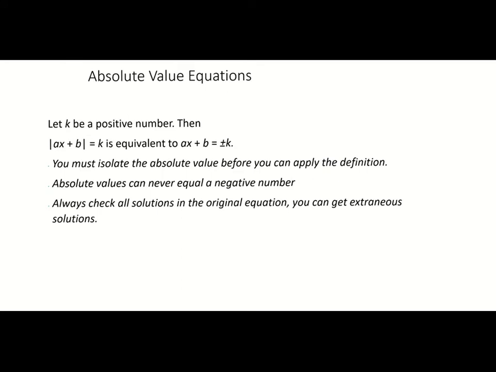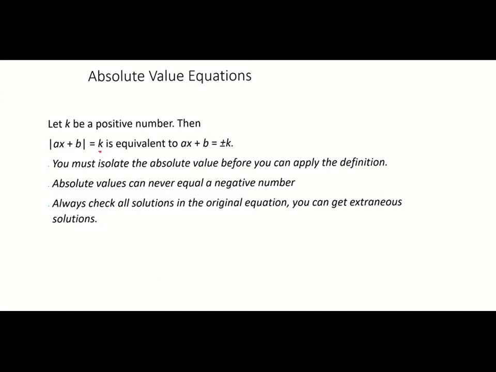All right, when we solve our absolute value equations, there's a couple things we have to remember. K, which is your answer right here, has to be a positive number. Because remember, the absolute value of a number cannot be a negative answer. You can never have the absolute value of something equal a negative value.